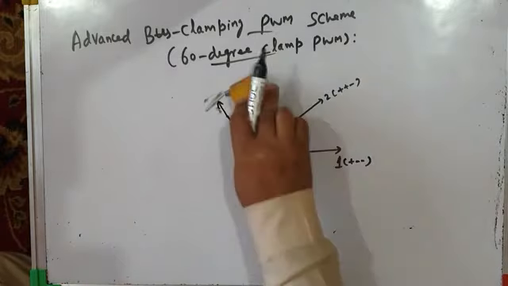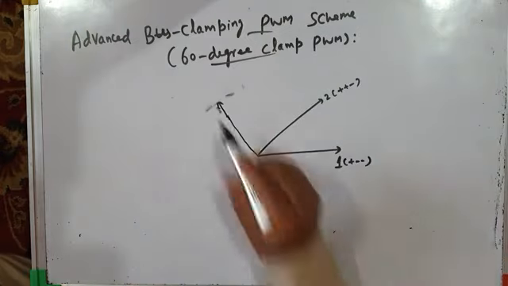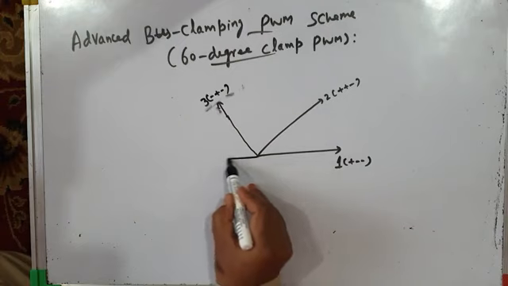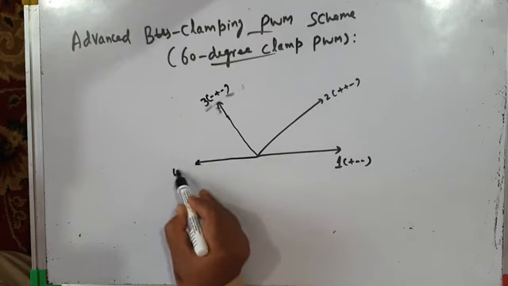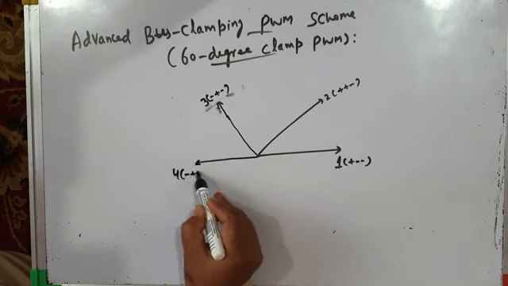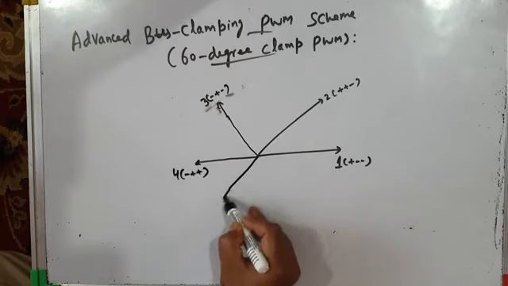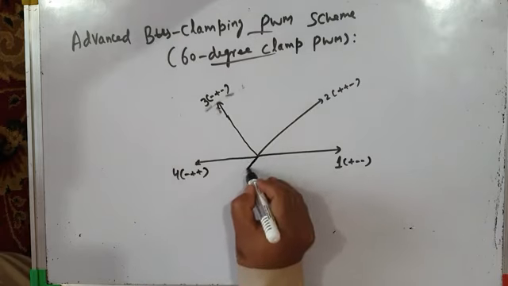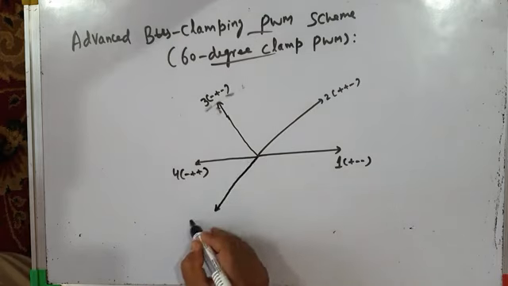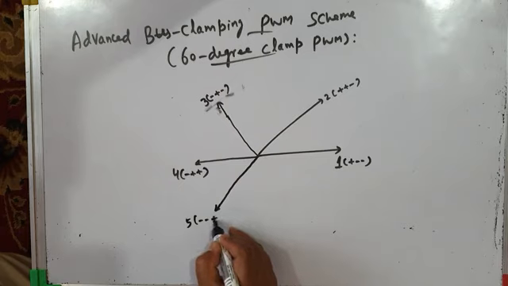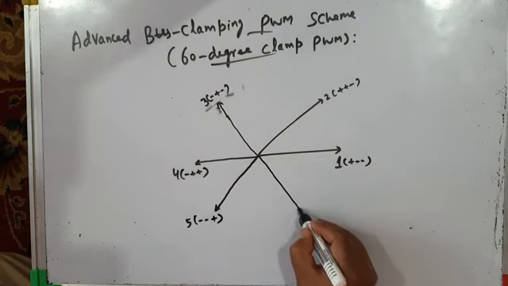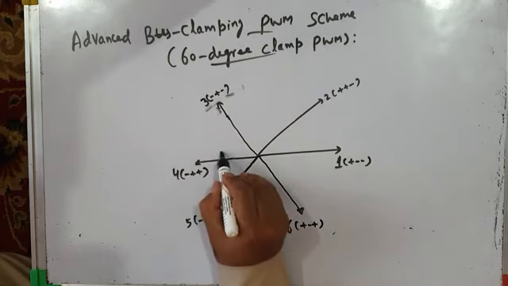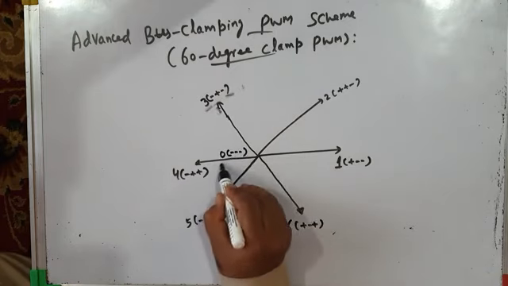This is active vector 3. This is active vector 4. Active vector 5: minus, minus, plus. And active vector 6: plus, minus, plus. Then we have two null vectors, 0 and 7.